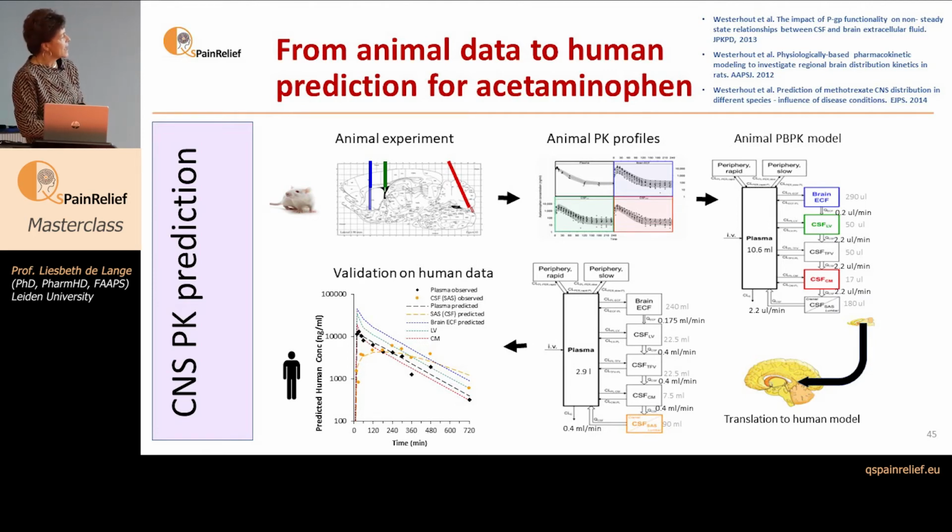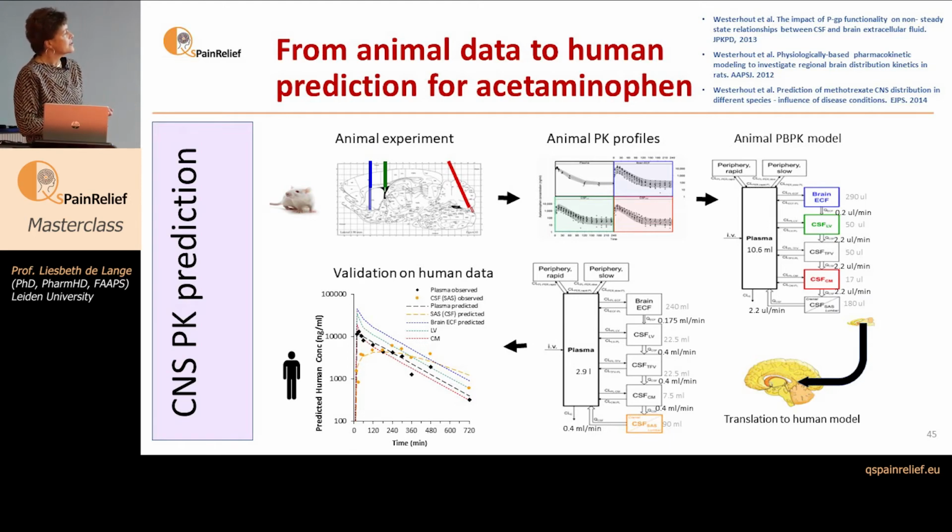If we have a plasma pharmacokinetic profile like the black line, I hope you can see it, we would predict that we have brain extracellular fluid concentrations like this. And as another example, the subarachnoid space, so the lumbar concentrations, like this. And you see the distinct profile from this and this. It is important to see if this makes sense.